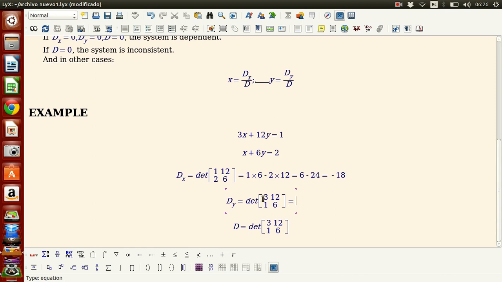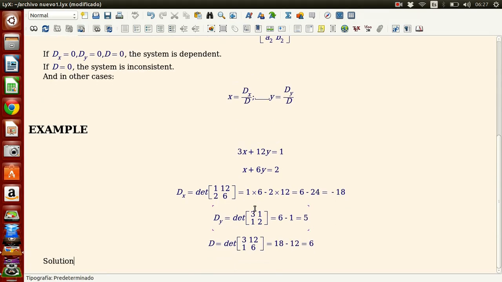Let's do the same with y. 3 times 6, 18, minus 1 times 12, 12. So we got 6. Let me see. I'm seeing a mistake here. Here is 1 and 2. Sorry. Dy is a1, a2, 3, 1, c1, and c2. So D is 18 minus 12. That is 6. And here is 3 times 2, 6, minus 1. That is 5.